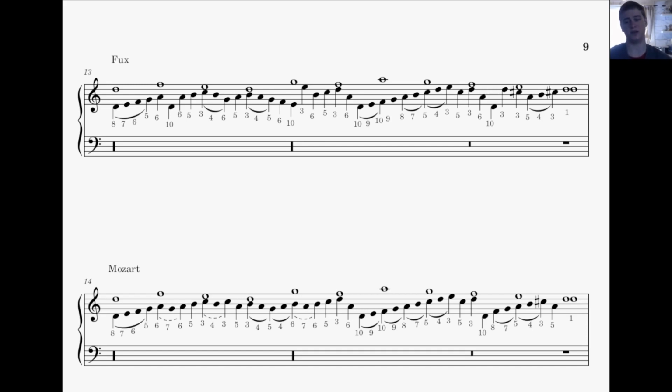Even though Fuchs's embellishing tone is consonant and Mozart's embellishing tone is dissonant, they both serve the same process. They're buying some time here in the melody, slowing things down a little bit melodically, and allowing us to reach C on the next downbeat.